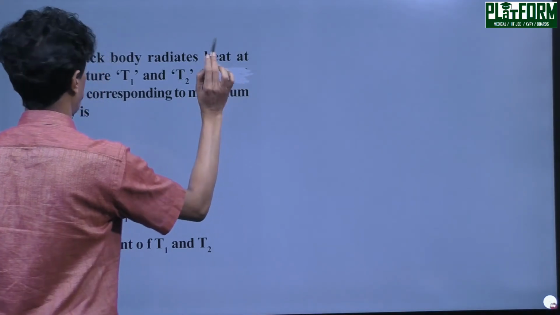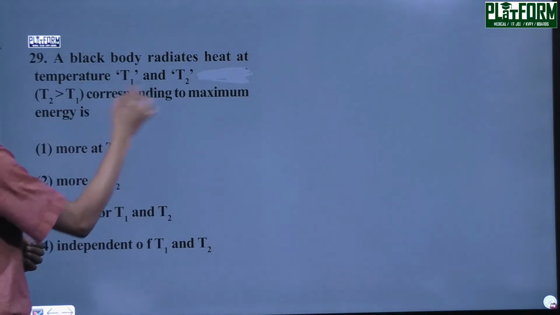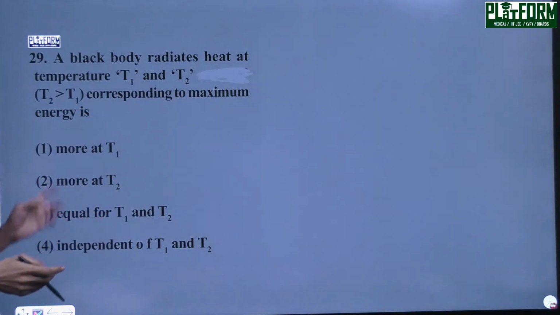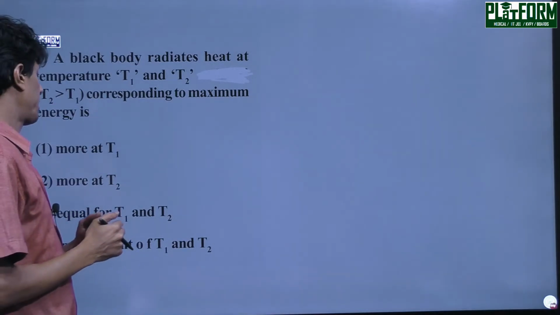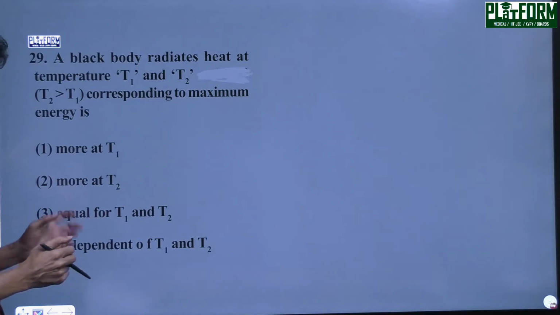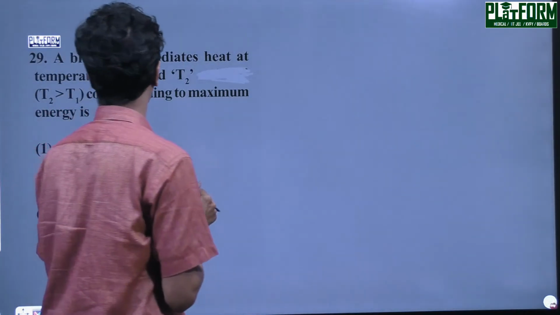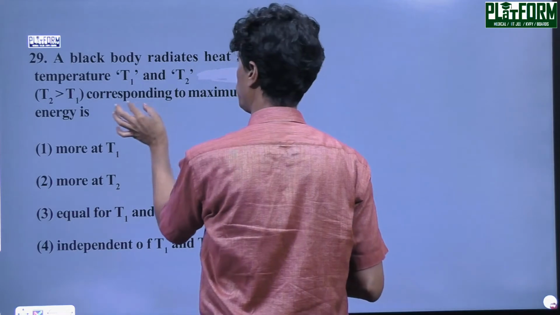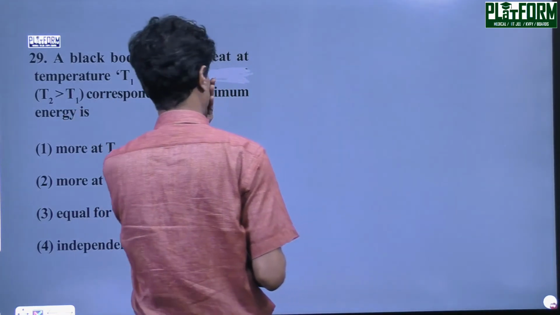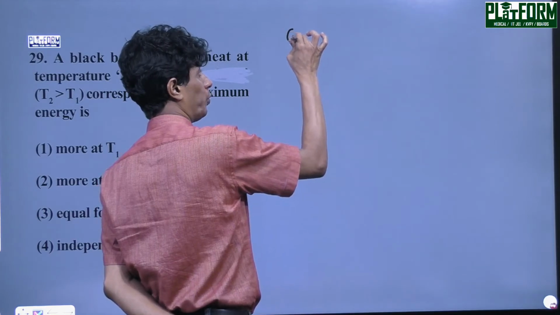Repetition. A black body radiates heat at temperatures T1 and T2, with T2 greater than T1. Corresponding to the maximum energy, is it more at T1, more at T2, or equal for T1 and T2, independent of the temperature? A black body radiates heat at temperatures T1 and T2, corresponding to maximum energy. We know Wien's law.